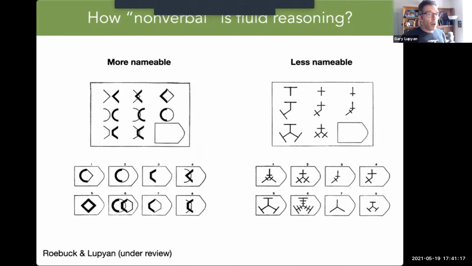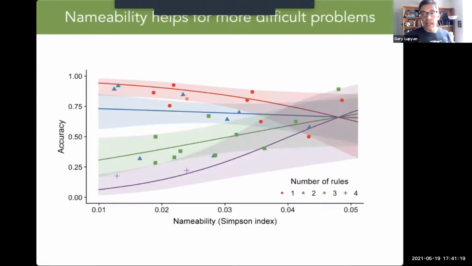Does that predict how well people do? The answer is yes. For the logically simpler problems, it doesn't really matter. People do well on those regardless. But for problems that involve computing over more rules, nameability matters. Higher nameability, better performance.